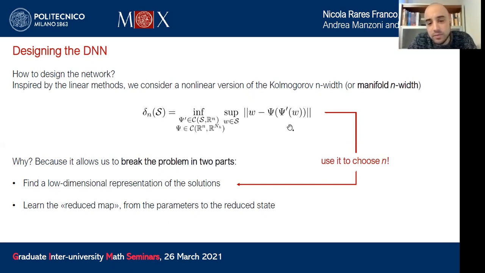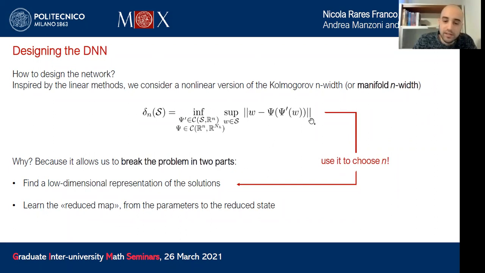You can see the difference with respect to the previous case. I'm not using a matrix to project on some space. Instead, I'm using continuous maps. Any pair of continuous maps, psi prime and psi, I take a solution, I map it in R^n, which is my latent space, my reduced space, and then I decompress it using psi back to the high fidelity space.